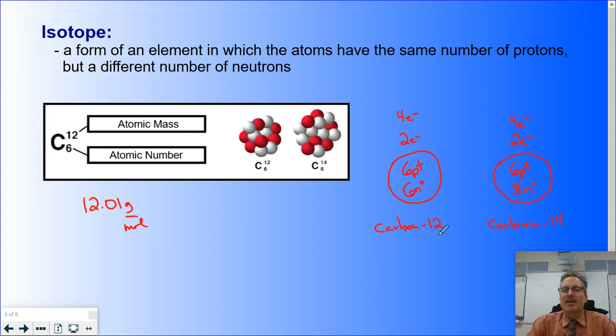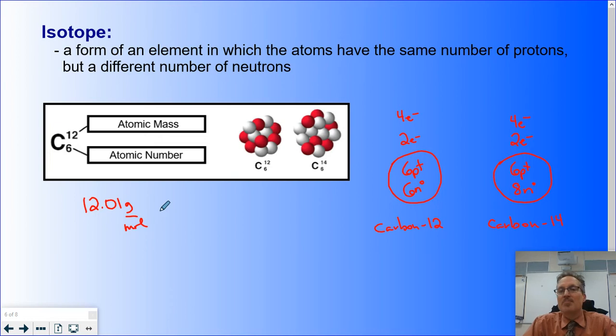The problem is out of about every million carbon atoms, 1 out of 1 million is going to be a carbon 14, which means when they add together their masses, this one's going to be a little bit bigger because it's carbon 14. So the average can't be exactly 12 anymore. It's going to be slightly higher at 12.01. That's where we get the mass number from. That's why our mass number is not exact.